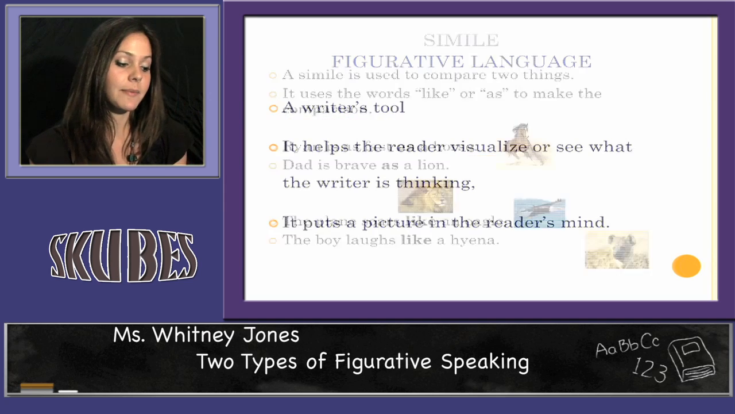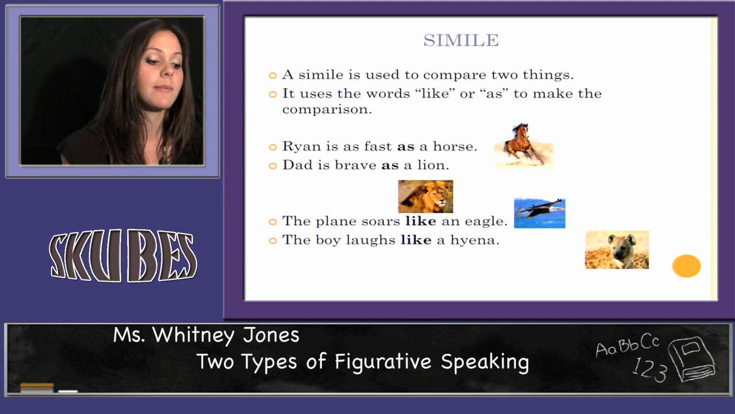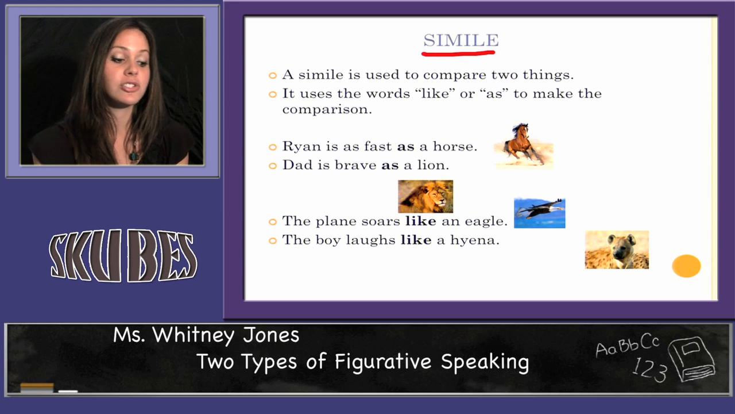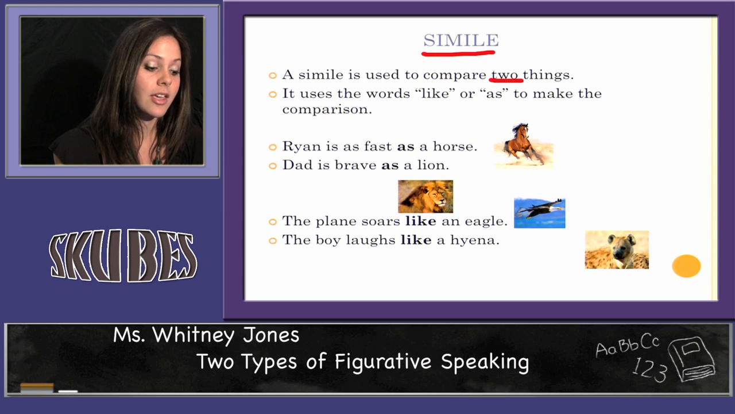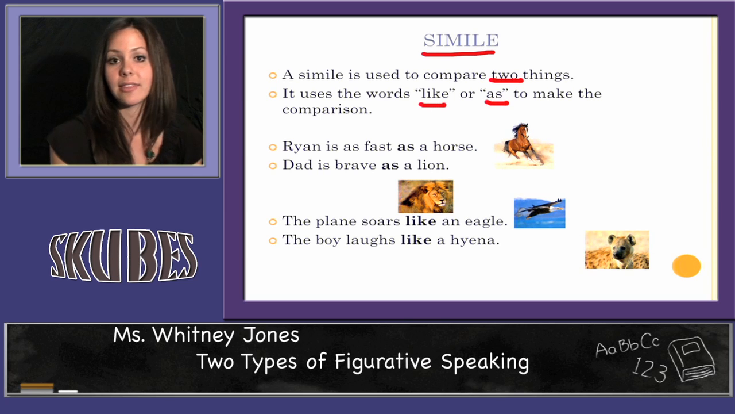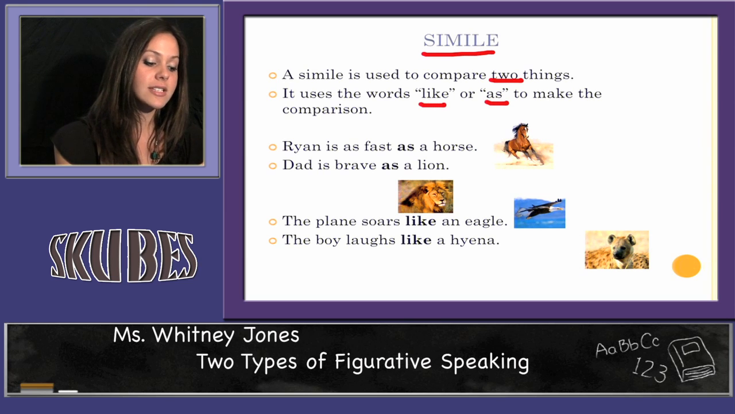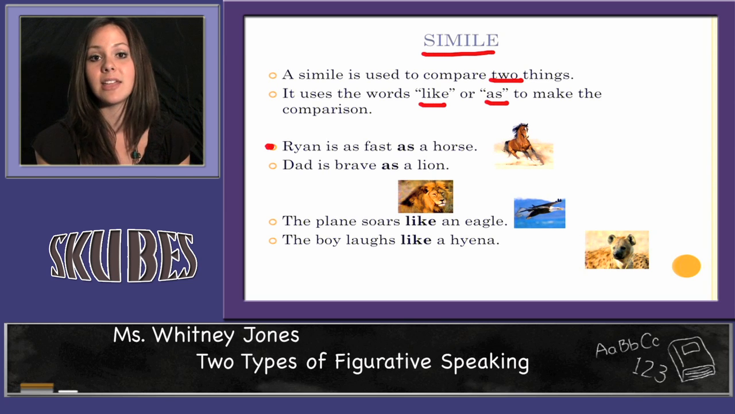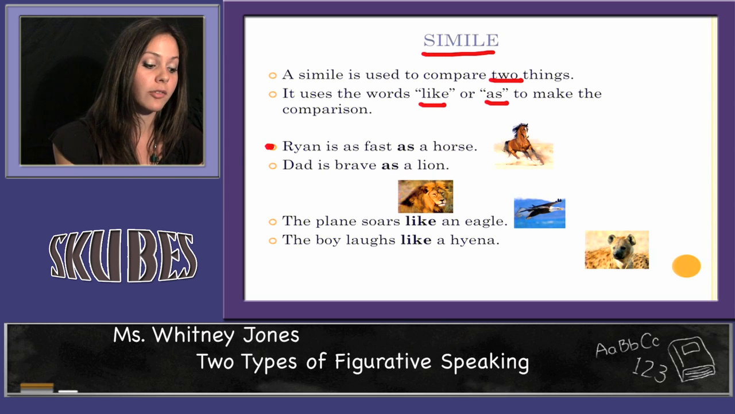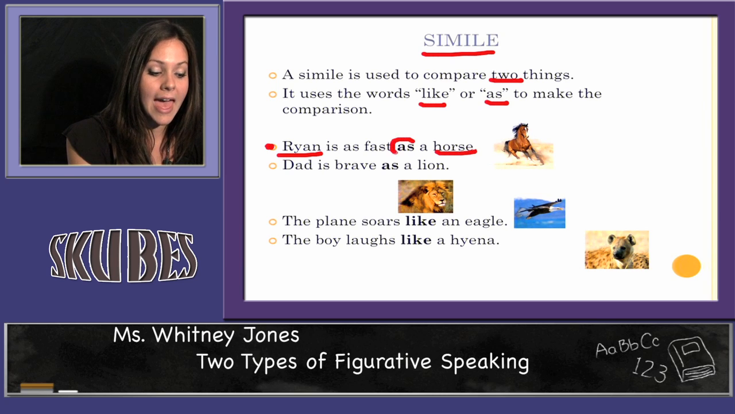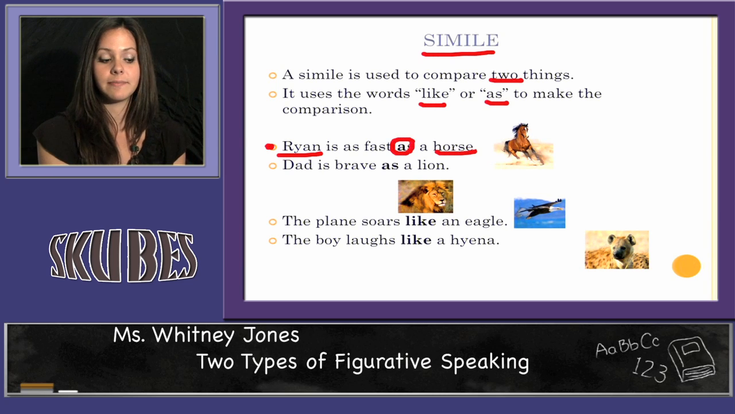The first type of figurative language that we'll talk about today is a simile. A simile is used to compare two things. We have to use the words like or as to make the comparison. The first example we have here says Ryan is as fast as a horse. We are comparing Ryan to a horse, and we use the word as to make the comparison.